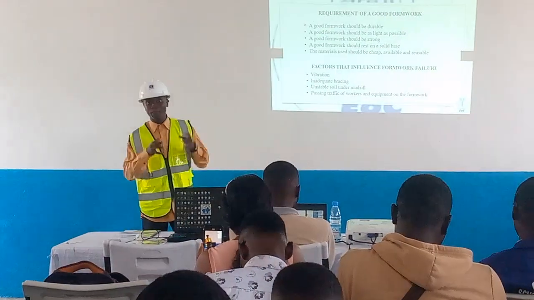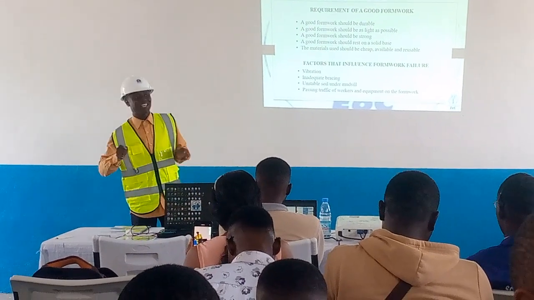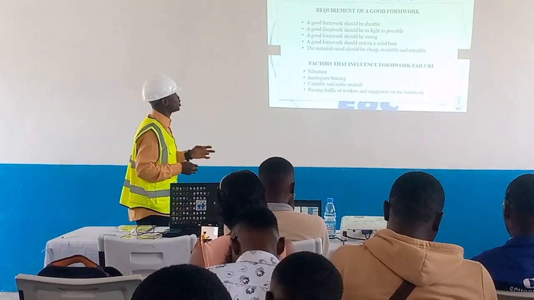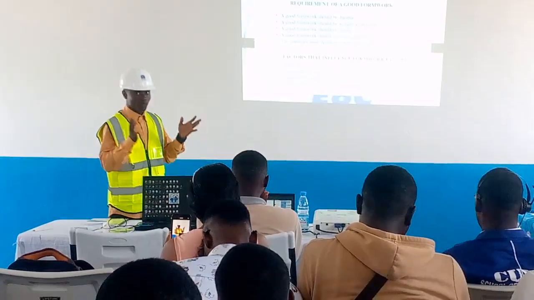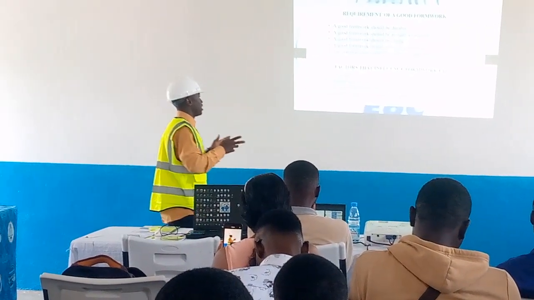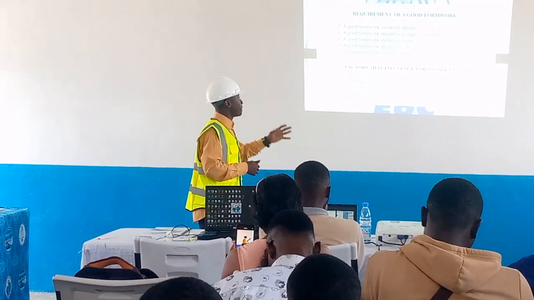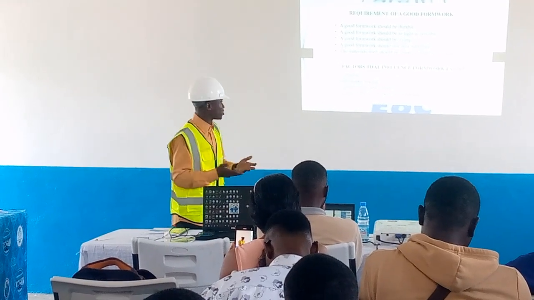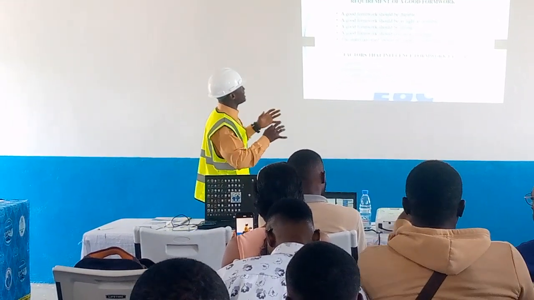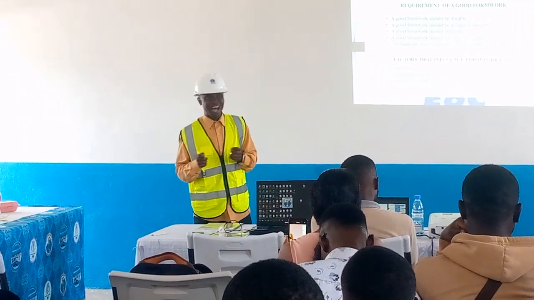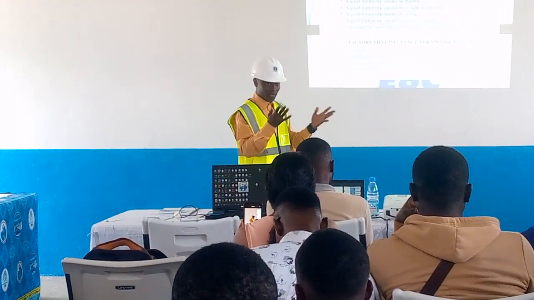Now, the requirements of a good formwork. A good formwork should be durable. Generally, durability is a requirement of every construction material. The second requirement is that it should be as light as possible. To get the lightest formwork possible, it should be strong. It should also rest on a solid base. And finally, the material used to construct a formwork should be cheap enough and easy to find.